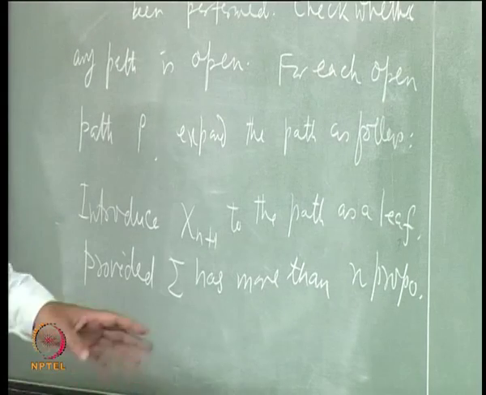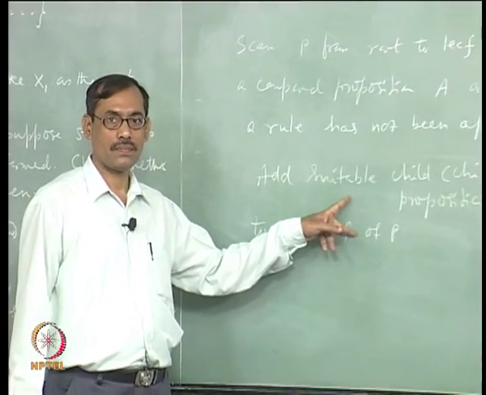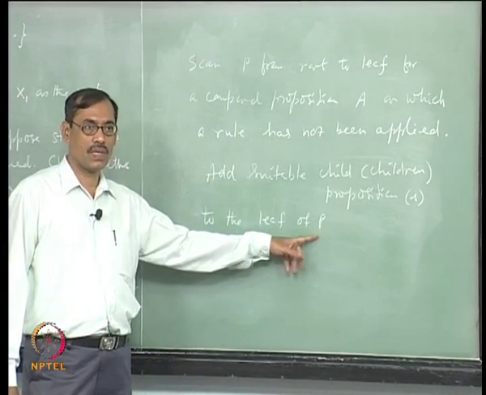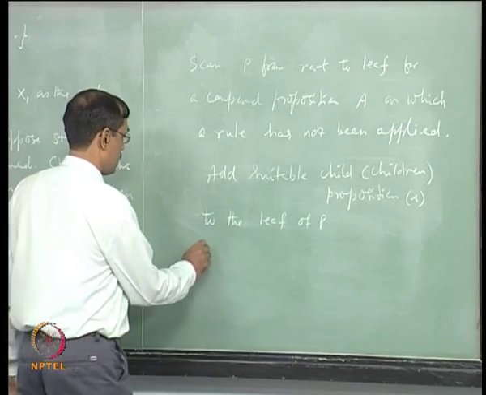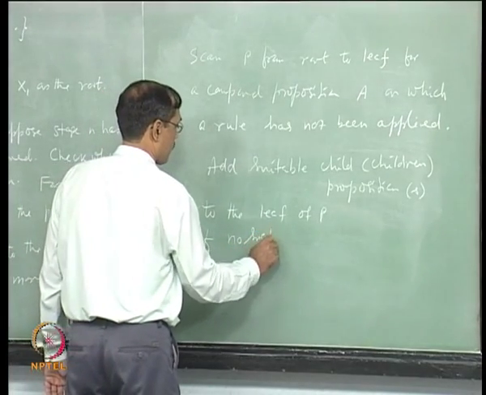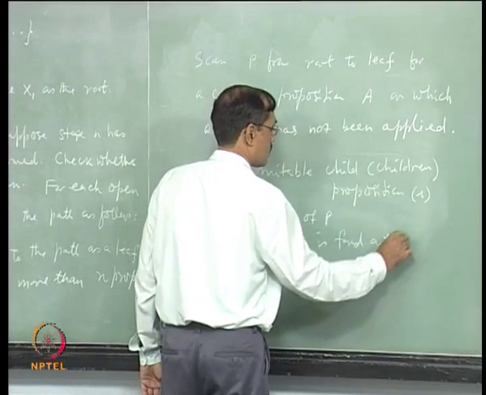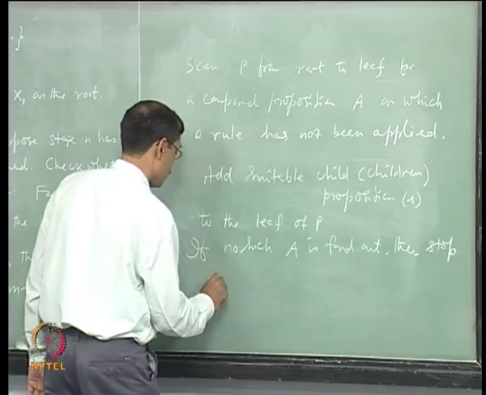If it does not have, then stop there. Now let us look at this place. So there is when this algorithm will stop, when you cannot further expand it, right. So if no such A is found out, then stop expanding the row.